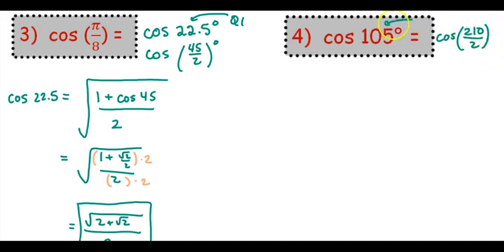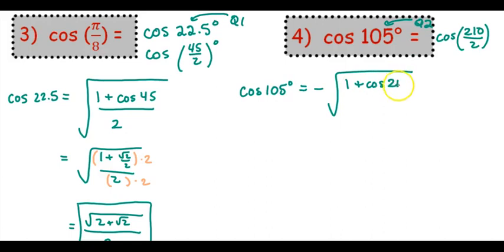And 105 is in quadrant 2. And cosine is negative in quadrant 2. So finally, we're going to use a negative in front of our radical. Negative square root of 1 plus cosine of 210 over 2. Okay, so we need a reference triangle for 210. That would be quadrant 3, 30-degree reference angle.